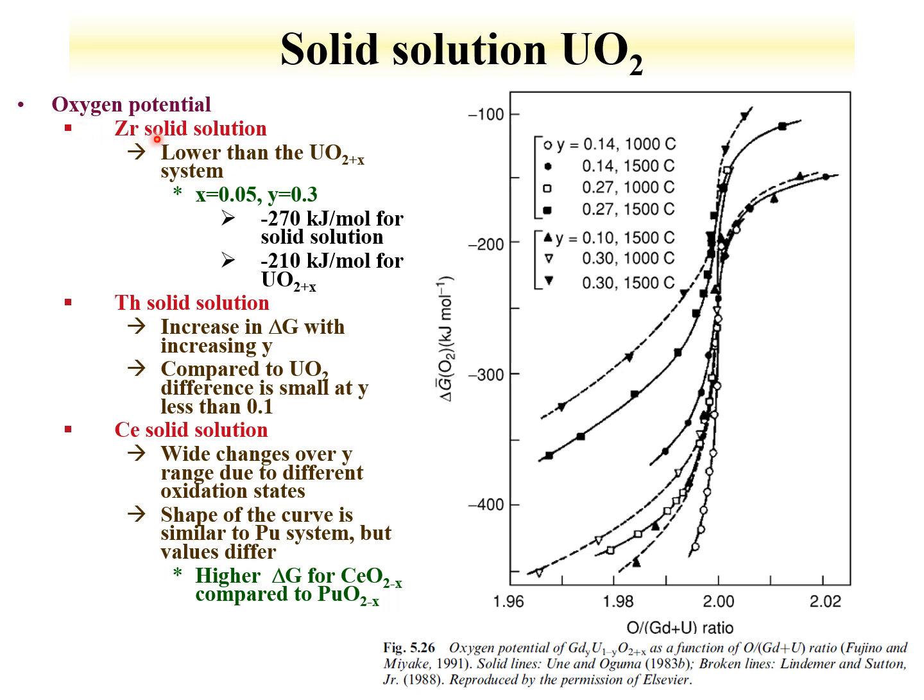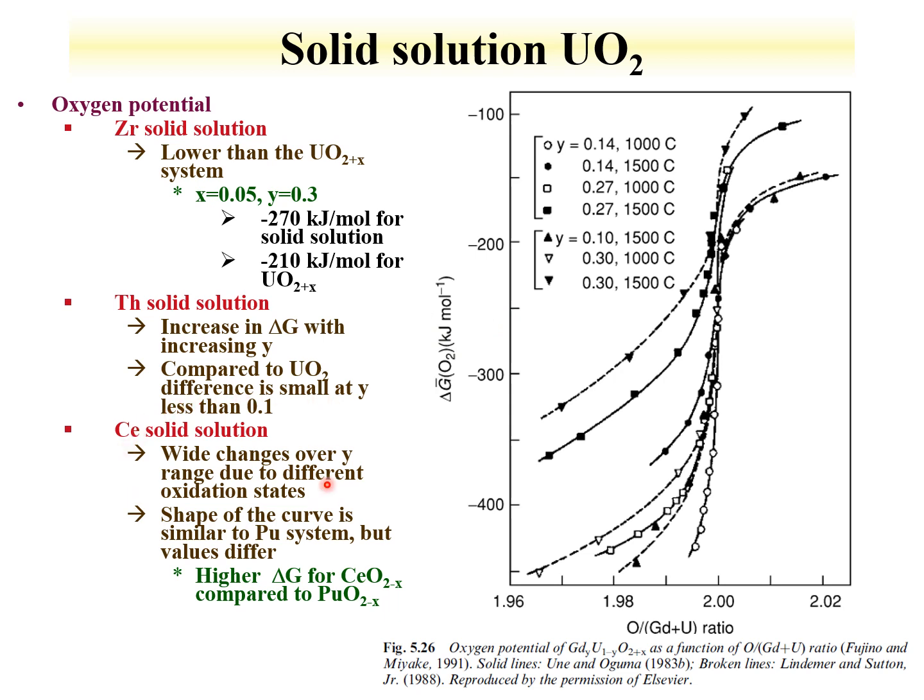For the zirconium solid solution, data has been collected. For the thorium solid solution, there's an increase in Gibbs free energy with increasing Y, the amount of thorium. Compared to the UO2, difference is small at Y less than 0.1. And then here's an example of the data for the gadolinium system. As we see, as a function of Y and temperature, you can determine the ratio of oxygen to gadolinium plus uranium through the Gibbs free energy.